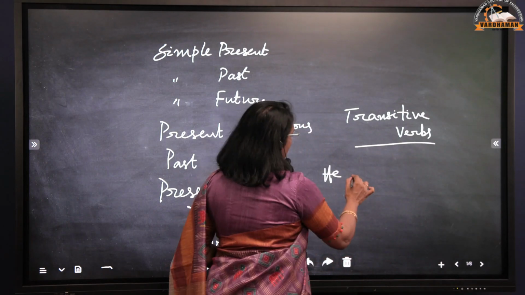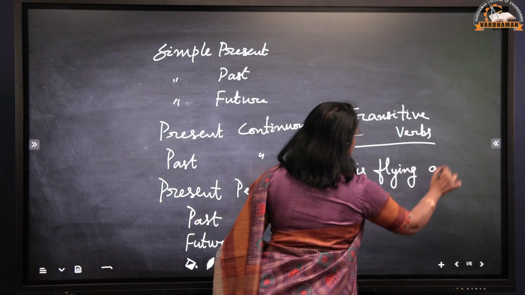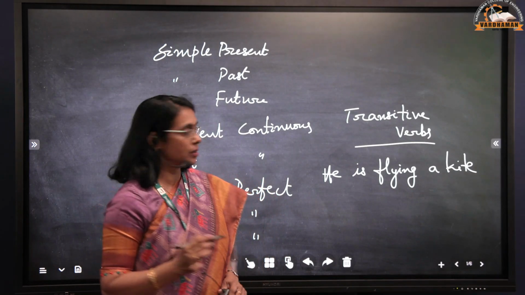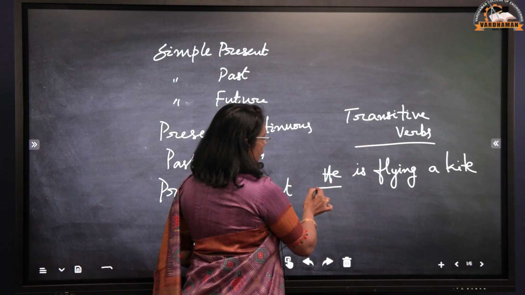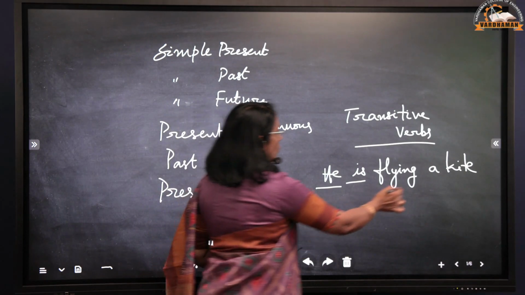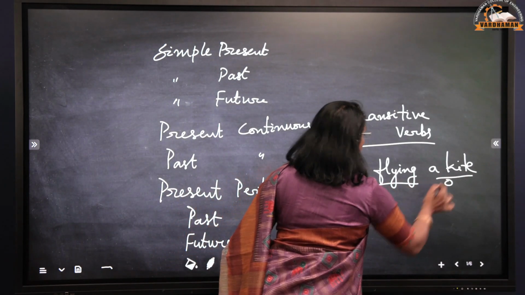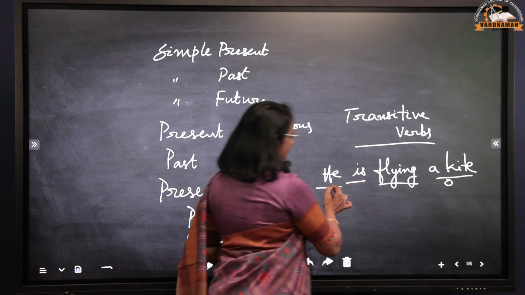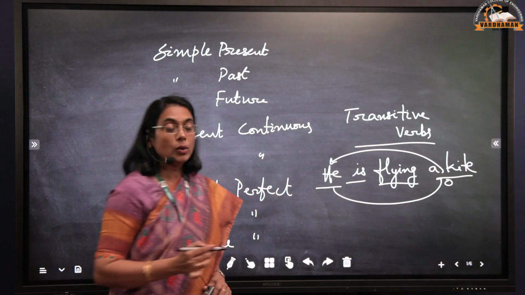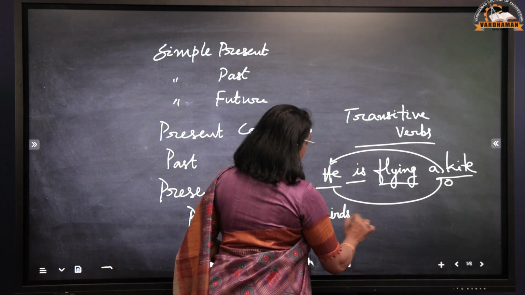Like we can say that he is flying a kite. He is flying a kite. So here we have a subject which is followed by a helping verb and a main verb, then this is object. So this type of sentences can be converted into passive voice.